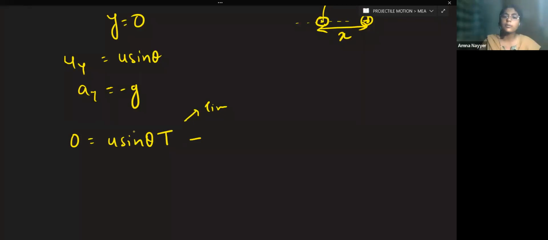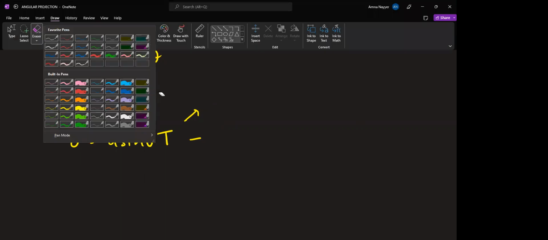Earlier that small t was different. I hope you are able to understand, not time period, time of flight. If you are still not able to understand any part, ask me. Ma'am, I'll repeat it. Yes, Sarah.